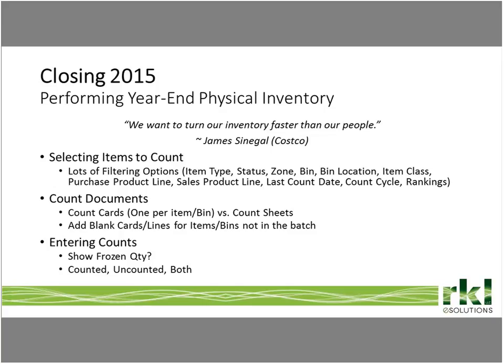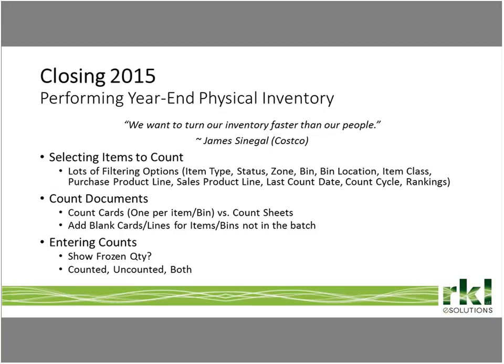So the first step in doing your physical inventory within 500 is deciding which items you want to count. Each physical count batch is going to be tied to a specific warehouse, but within that warehouse, you've got a lot of filtering options that you can pick and choose from to determine which items you want to count. If you're not simply taking the shotgun approach and selecting everything, you've got the opportunity to select items based on item type, the item status, zone locations, and so forth.